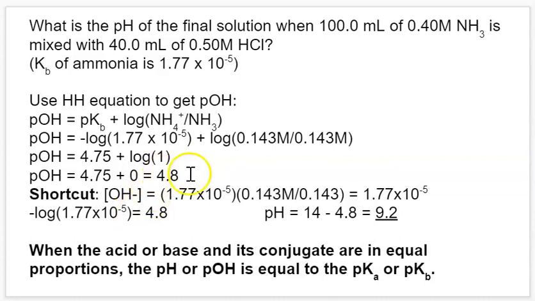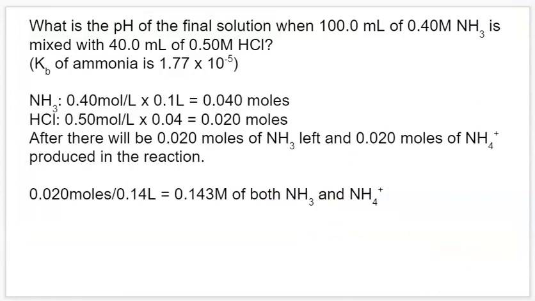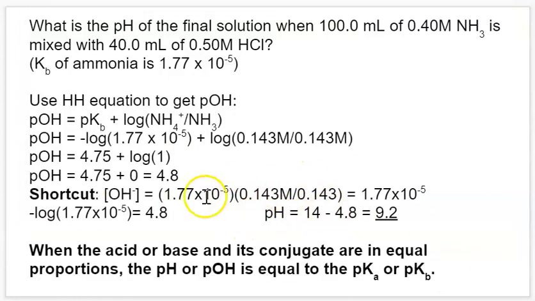And if we apply the shortcut method, the hydroxide ion concentration is going to be equal to the Kb times the base over the conjugate acid, since the ratio is flipped. And that's going to be 1 again. So basically, the hydroxide ion concentration is going to be equal to the Kb. And if we negative log it, we're going to get 4.8 again. So we're going to get the exact same answer for the pOH.